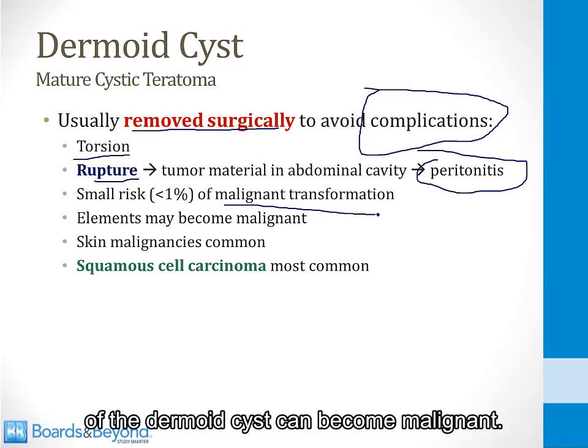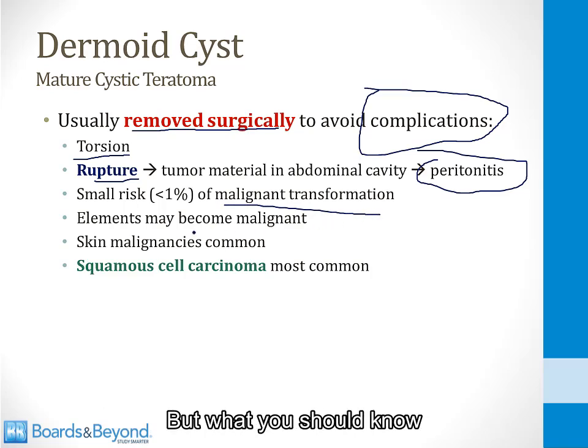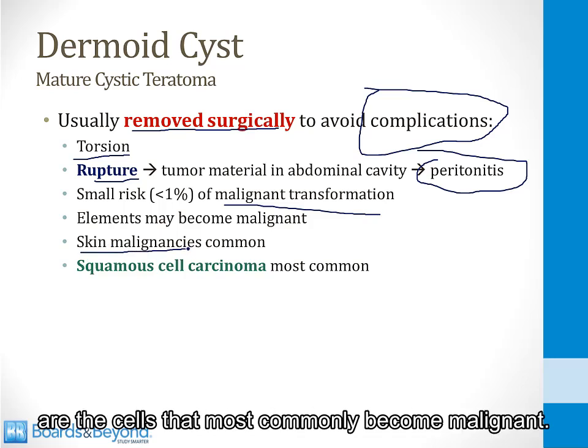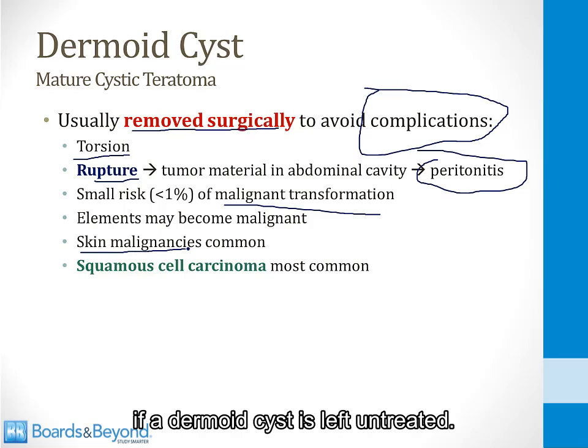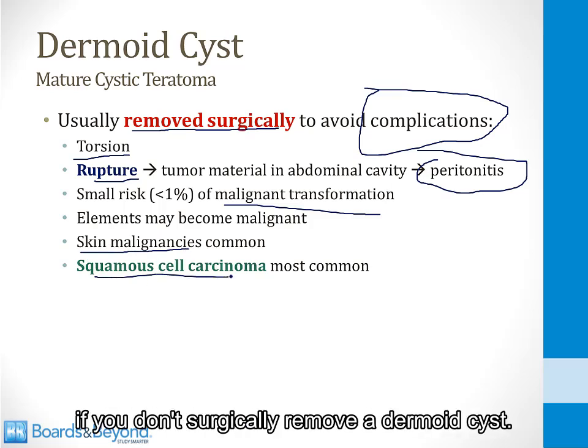Any of the elements of the dermoid cyst can become malignant, but what you should know for step 1 of your boards is that the skin cells are the cells that most commonly become malignant if a dermoid cyst is left untreated. This leads to squamous cell carcinoma if you don't surgically remove a dermoid cyst.